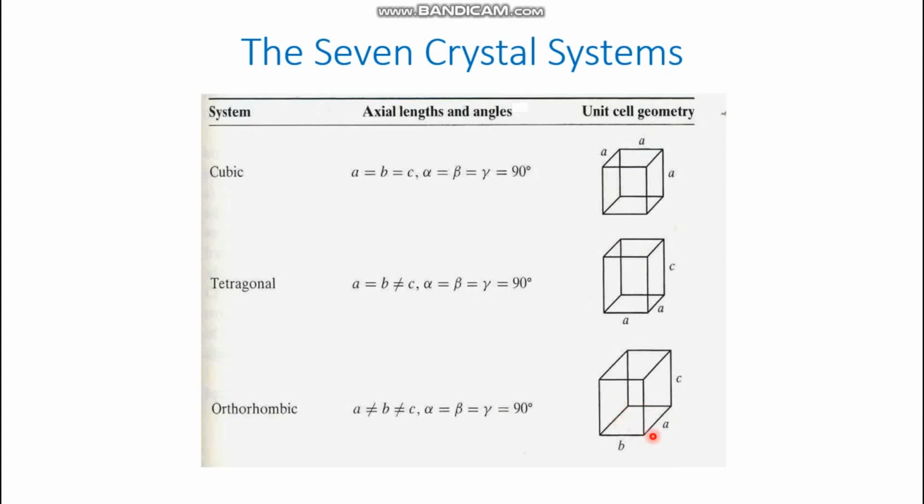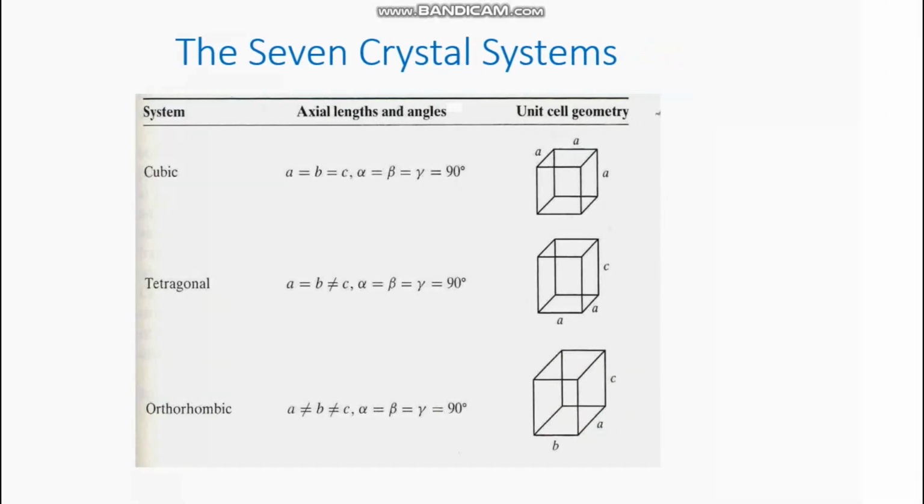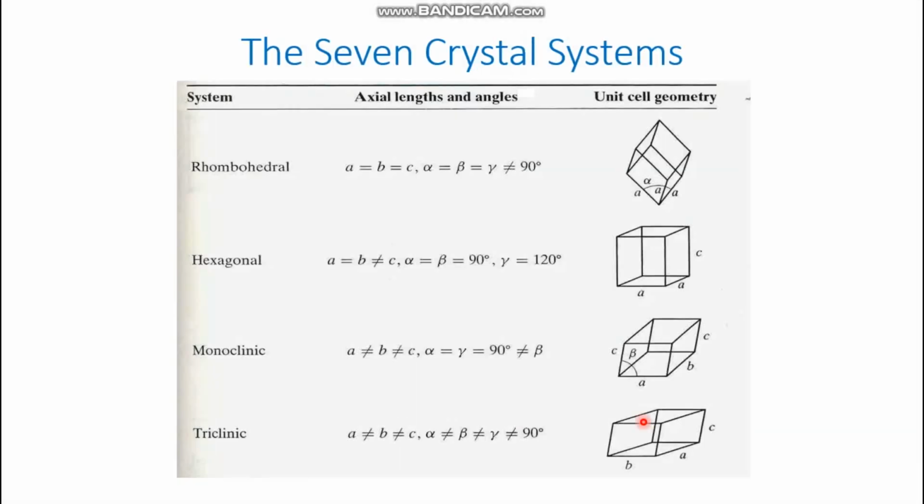And you can find similarity of this shape with a matchbox or simply a book, where none of the edges are equal with each other, but the angles are equal at 90 degrees. So this is an orthorhombic, and the four remaining are rhombohedral, hexagonal, monoclinic, and triclinic.